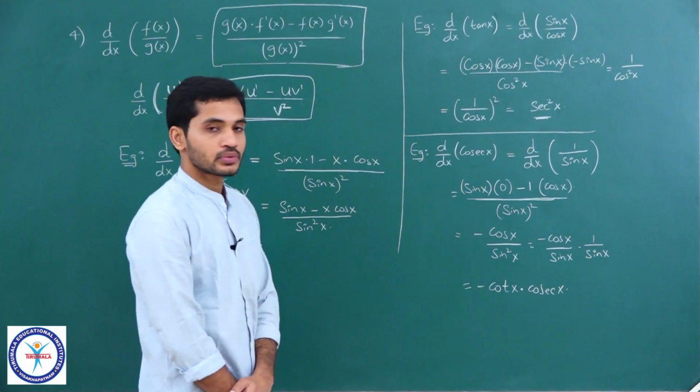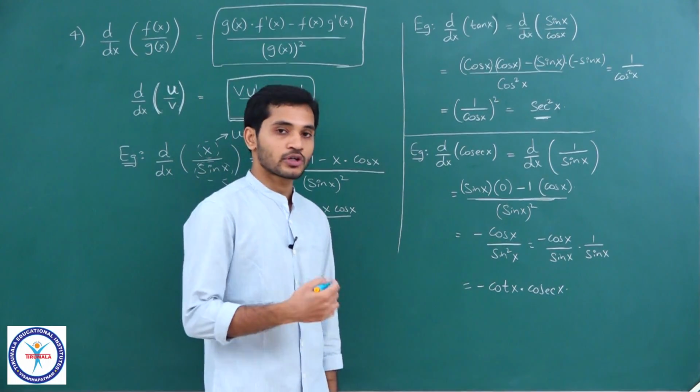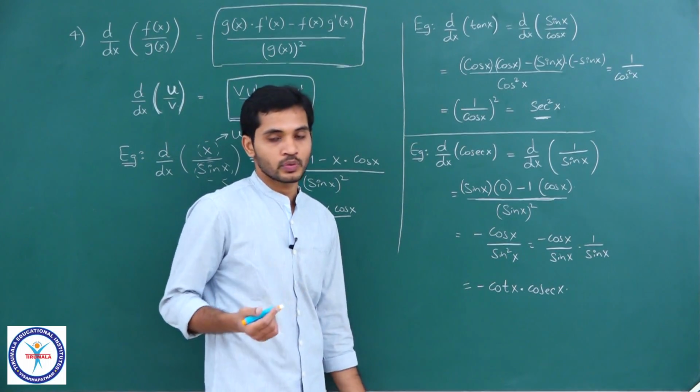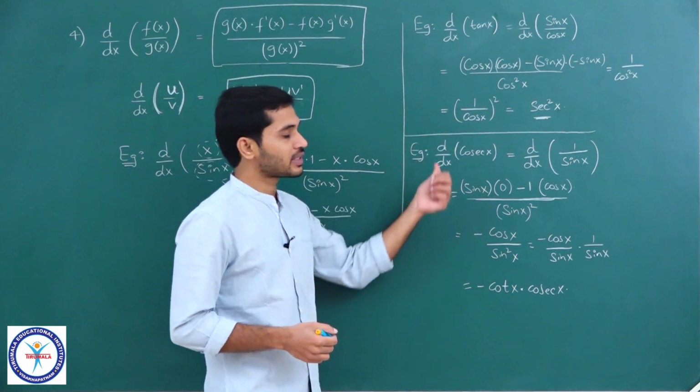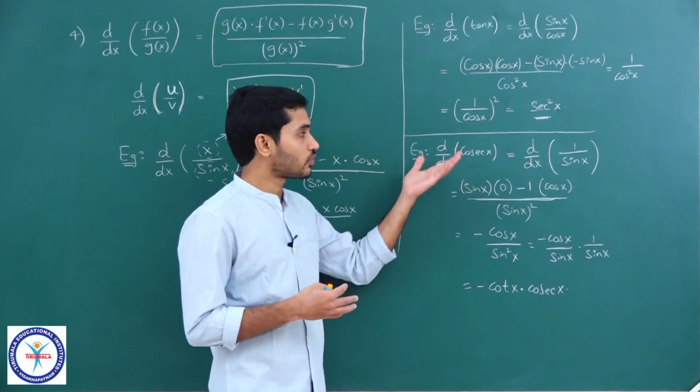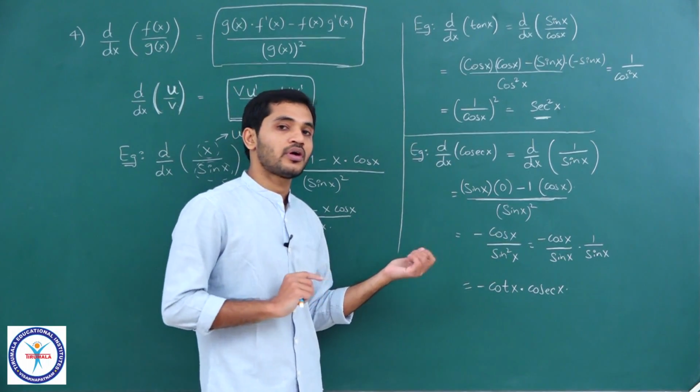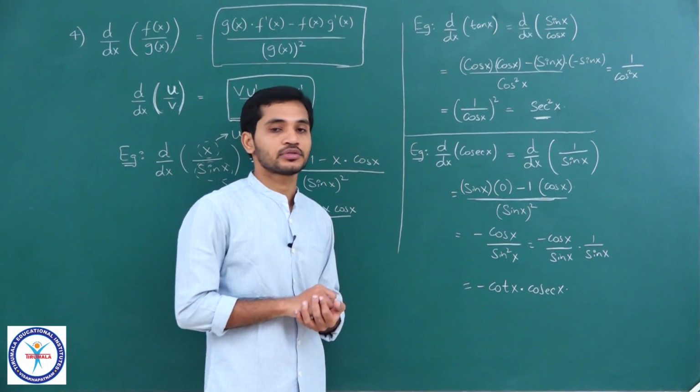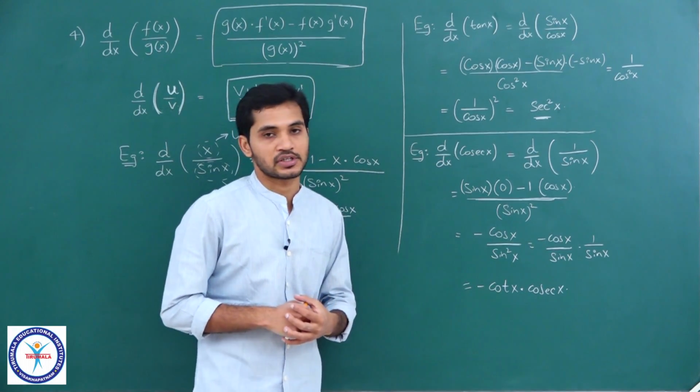I would want you to derive whichever trigonometric relation you do not know, which you are not aware of. You can use methods like this: either make it as a division of two functions that you know, or a product of two functions that you know, and you can find the derivative of that function. Clear?